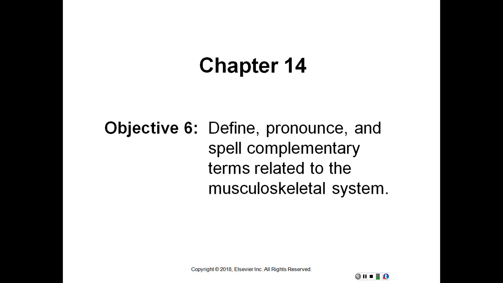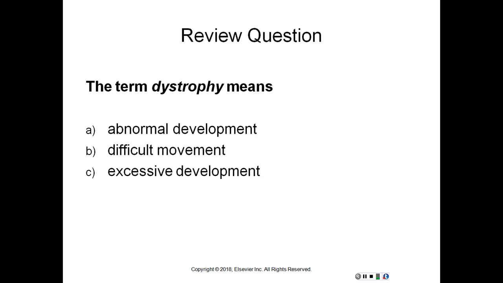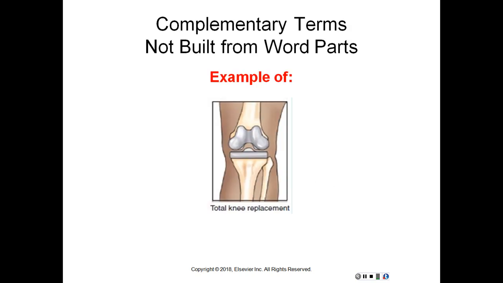So let's look at these next few slides. So the term dystrophy means what? So hopefully you are choosing letter B for difficult movement, because if you just memorize that the prefix dys means difficult, then you should be able to get the right answer. This is an example of a prosthesis.